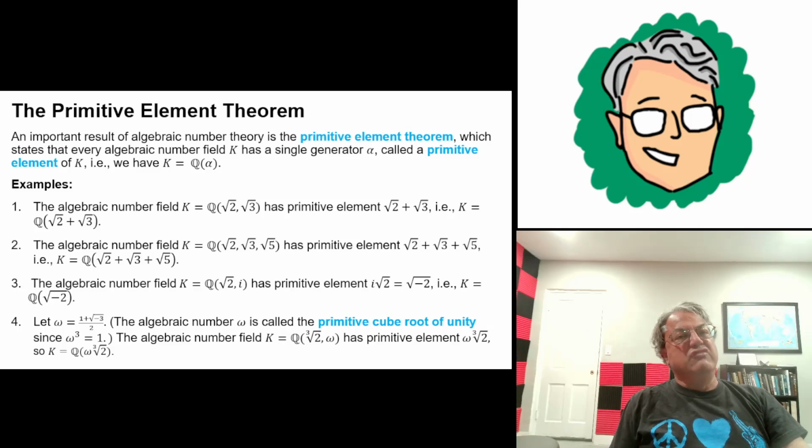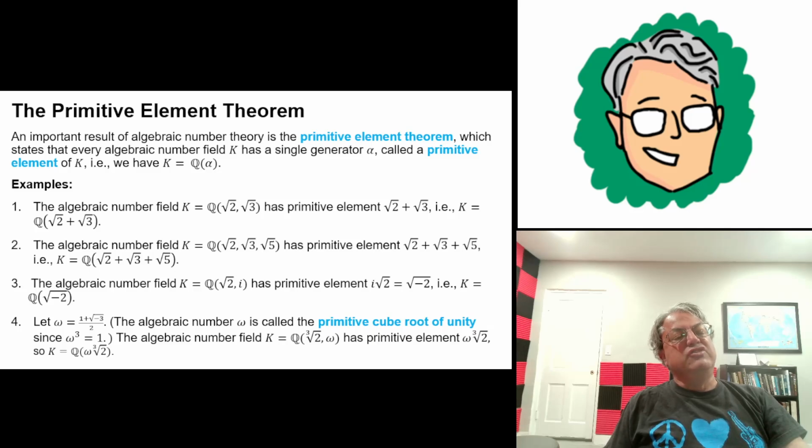It turns out that every algebraic number field can be generated by a single algebraic number, which we call a primitive element of the number field. And it's not necessarily unique. As a matter of fact, most of the time it's not. But there does always exist a primitive element. And I'll just give some examples below.